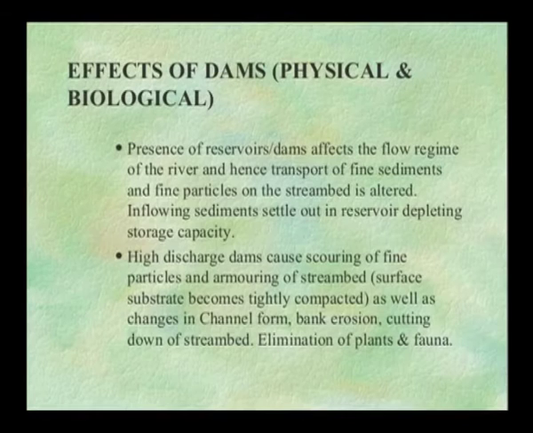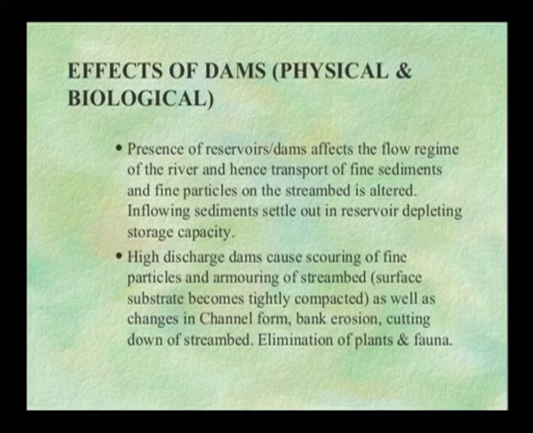Now along the course of the river, if a dam or even two dams are constructed, the quality of the water, that is the fertility of the soil, is finally going to be affected, as the nutrients or the fertile soil that the river brings from upstream is tremendously reduced or is trapped in the reservoir in the dam. Presence of reservoirs or dams affects the flow regime of the river, and hence transport of fine sediments and fine particles on the stream bed is altered. Inflowing sediments settle out in the reservoir, depleting storage capacity.